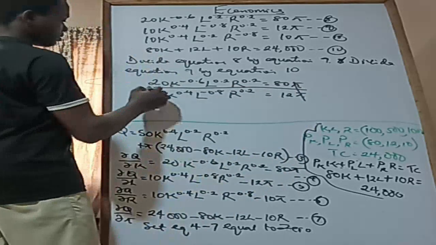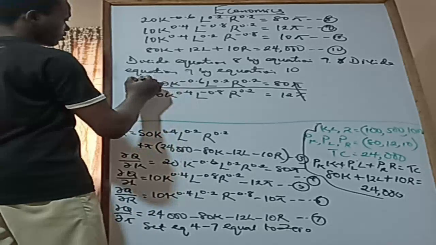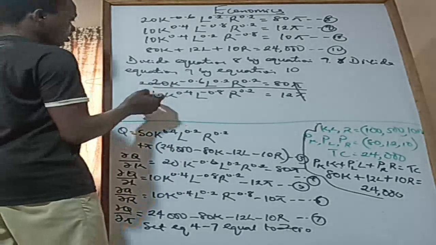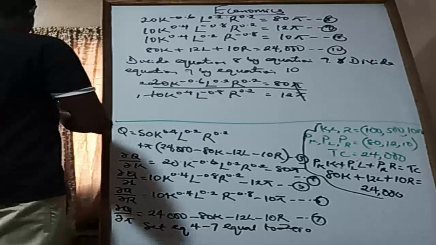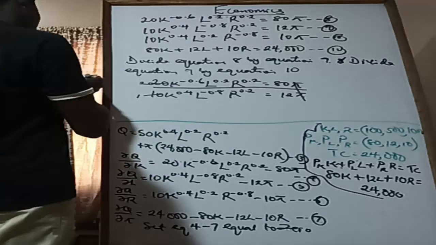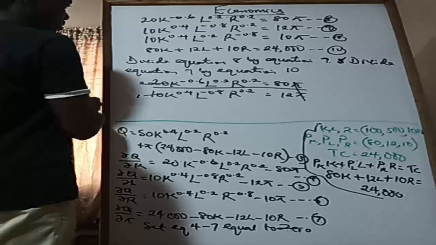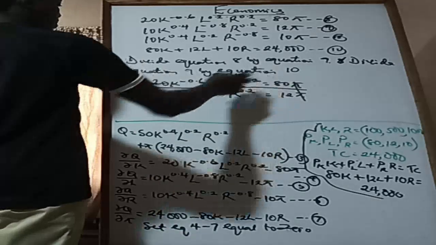Lambda cancels lambda. 10 here 1, 10 here 2, so you're left with just 2 here. 80 divided by 12, did I do that? Oh yes, I just want to be sure because that will make it easy. That's 6.67. 80 divided by 12 is 6.67.